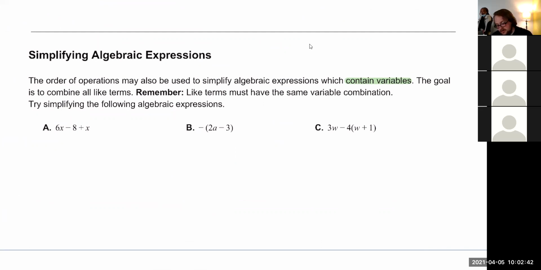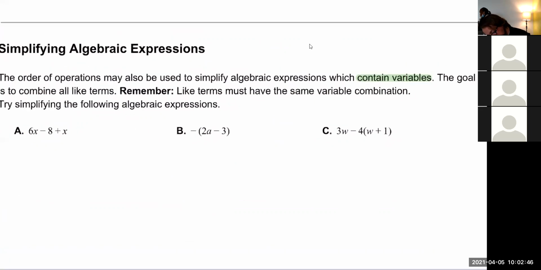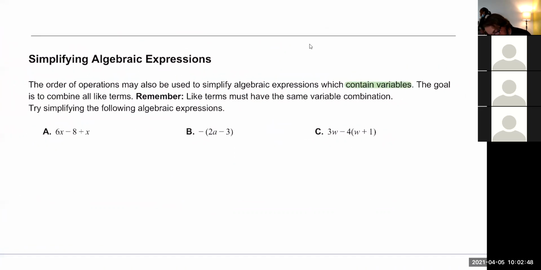So there's some reminders here that I want to give you. All we can really do is combine all the like terms. There's a reminder that says that like terms must have the same variable combination. So we're going to start off easy, and then we're going to work our way up.